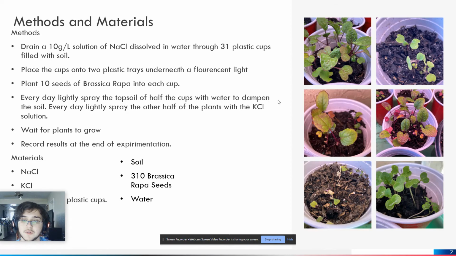The plants were then allowed to grow with these daily cycles, and then results were recorded at the end of the experimentation. The needed materials were sodium chloride, potassium chloride, soil, 310 Brassica rapa seeds, 31 plastic cups, and water.